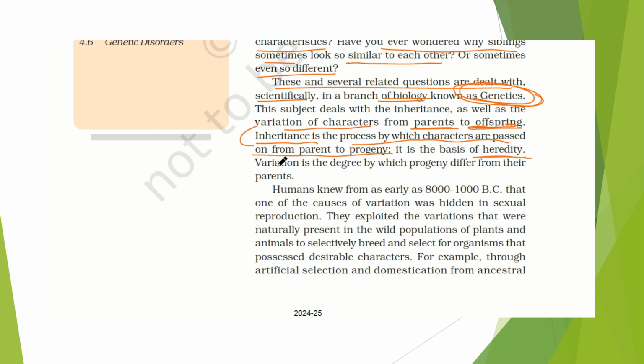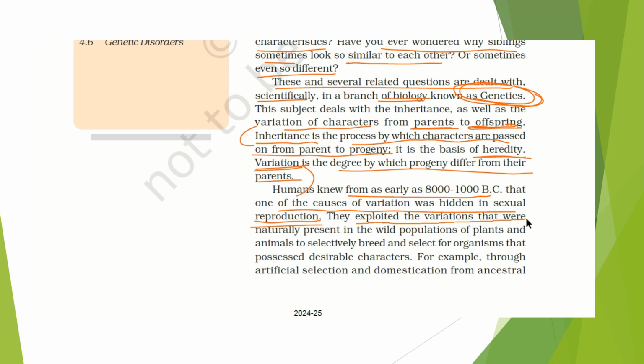Now variation, what is variation? Variation is the degree by which the progeny differs from the parents. Suppose you are not looking similar to your father or your mother, then it is a variation from the parents. Now humans knew from as early as 8000 to 1000 BC that one of the causes of variation was hidden in sexual reproduction. If they are sexually reproducing, there will be variation.